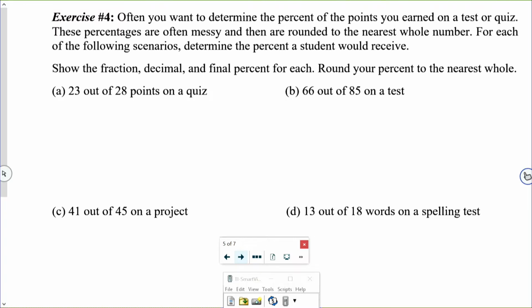Exercise number 4. Often you want to determine the percent of the points you earned on a test or a quiz. All right? These percentages are often messy and are then rounded to the nearest whole number. For each of the following scenarios, determine the percent a student would receive. Show the fraction, the decimal, and the final percent for each. Round your percent to the nearest whole.